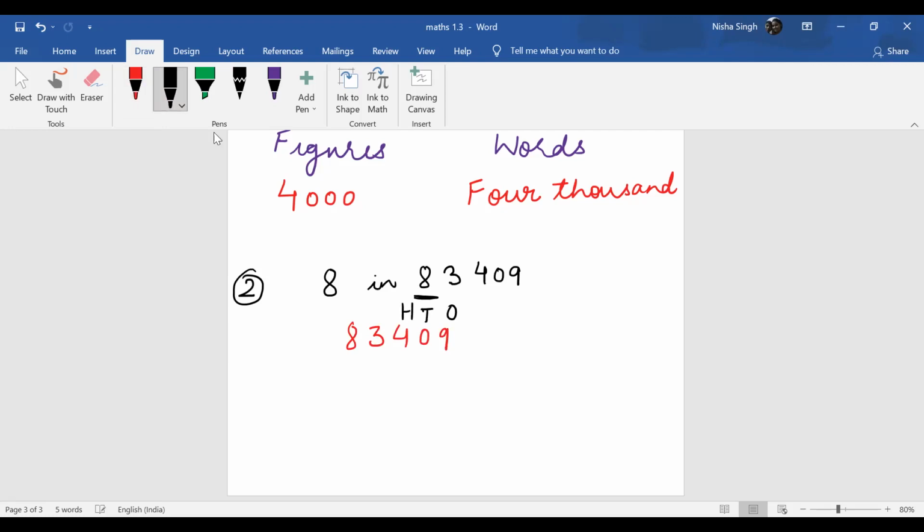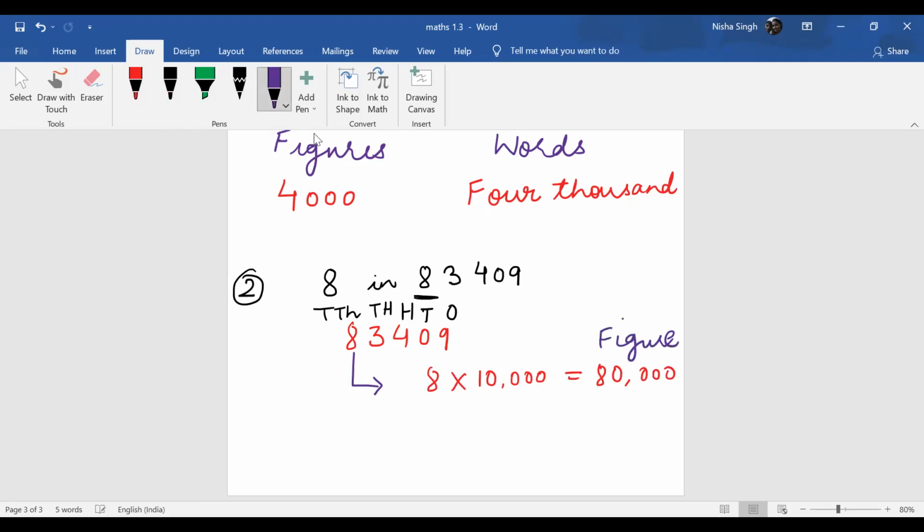Let's see on which place it is. It is on the 10,000 place. So children, 8 is on the 10,000 place. Your answer will be 8 into 10,000. So your answer is 80,000. This answer is in figure. If you are asked to write in words, you will write it as eighty thousand.